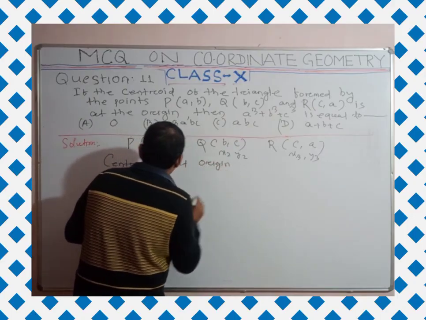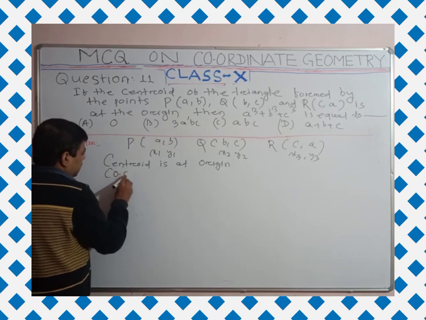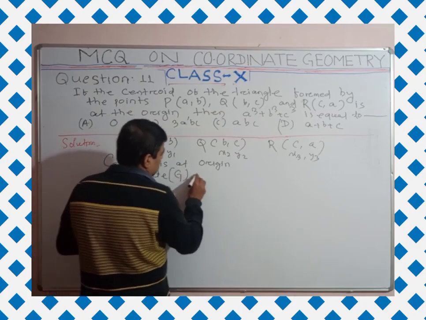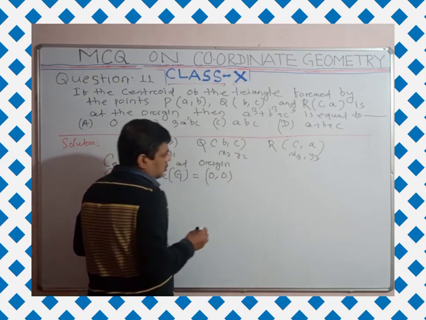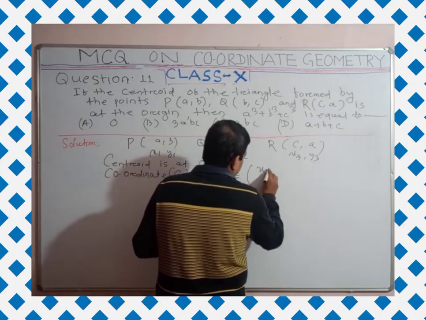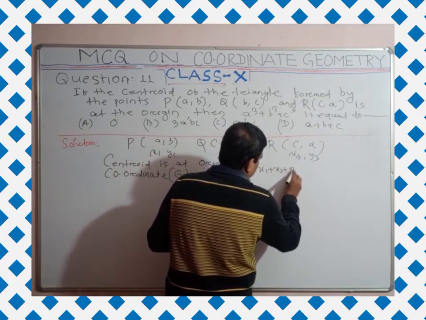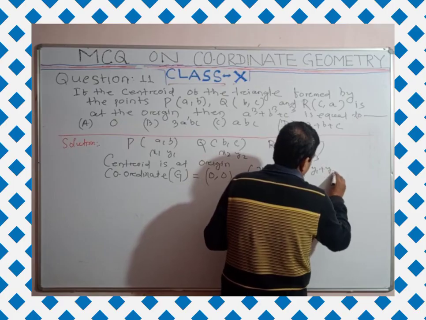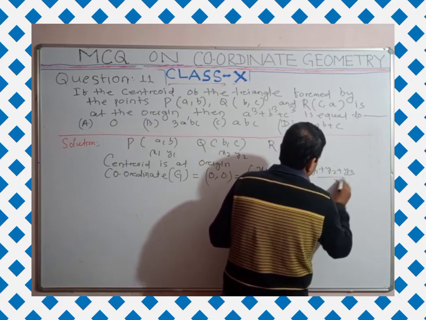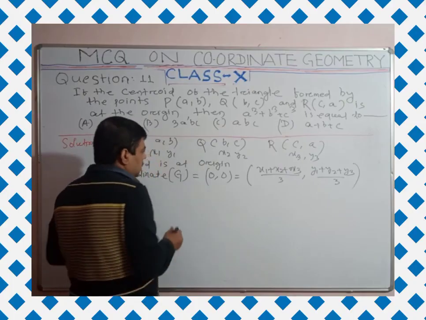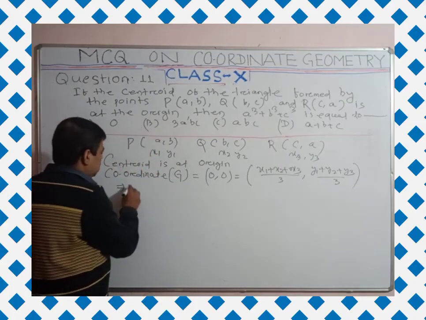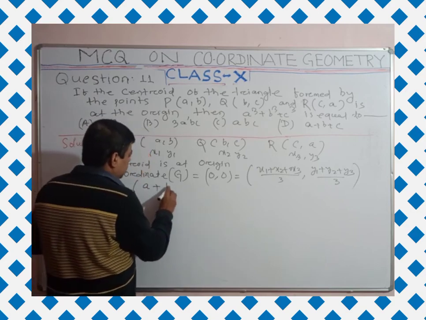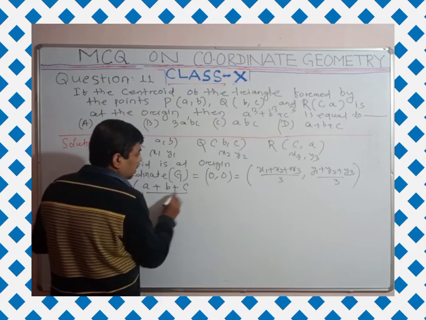Understand? It means the coordinate of G, what is the coordinate of G? The centroid is known as G, capital G. The coordinate of the centroid G must be (0, 0). According to the formula, the centroid is x1 plus x2 plus x3 upon 3, all of you know, and y1 plus y2 plus y3 upon 3. Yes or no? Now if you compare, that implies, you see here x1 is ab plus x2 is bc plus x3 is ca divided by 3.